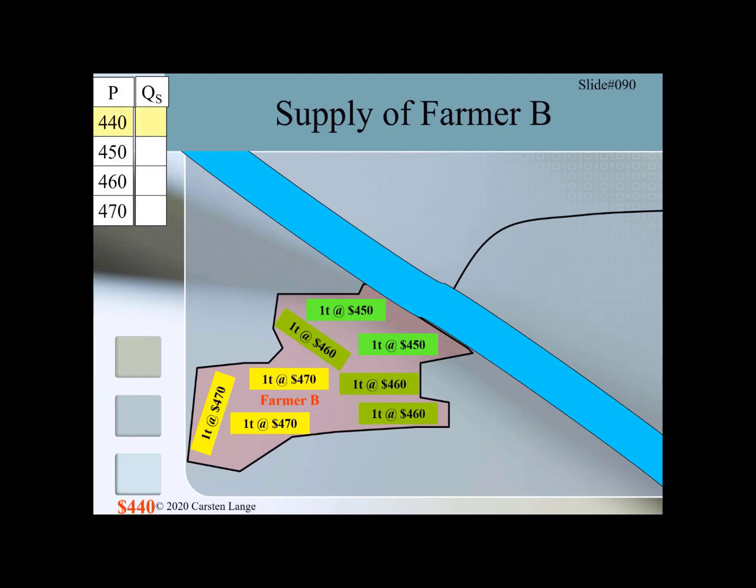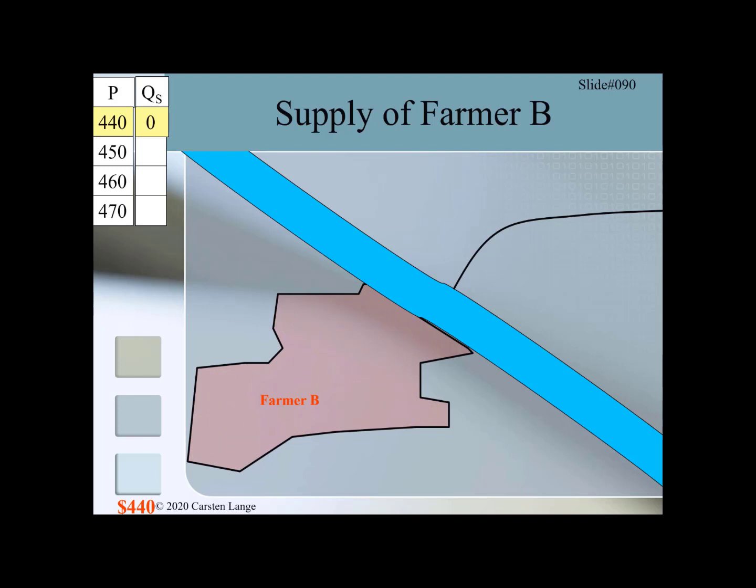Take a look at the costs of the fields. Even on the most fruitful fields, it costs $450 to grow 1 ton of wheat. If the price of wheat is $440, like here, there is no way farmer B can cover his costs. Therefore, he would not grow wheat at all. His supplied quantity is therefore 0.